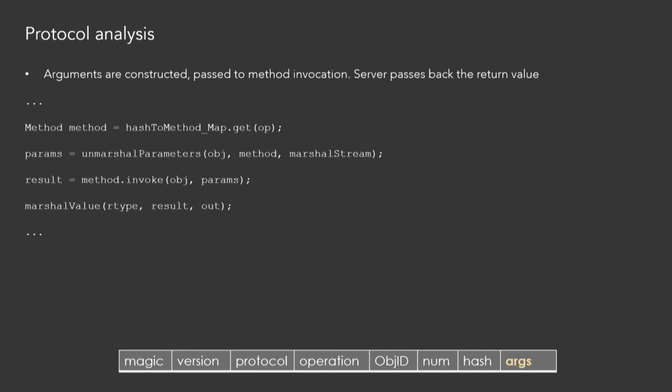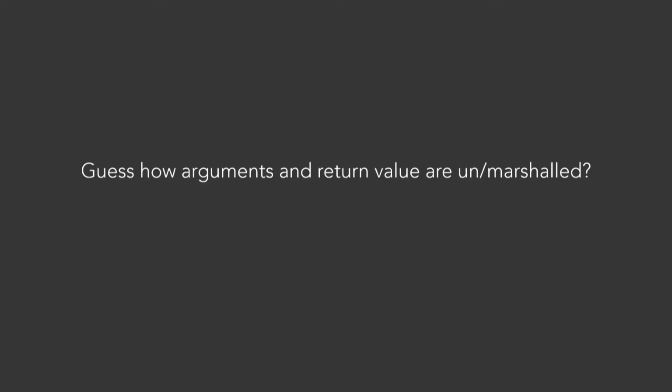And next, the next most important point is after it gets the corresponding method, it will construct the arguments and then pass it to the method invocation. The server then computes the return value and passes it back on the wire.